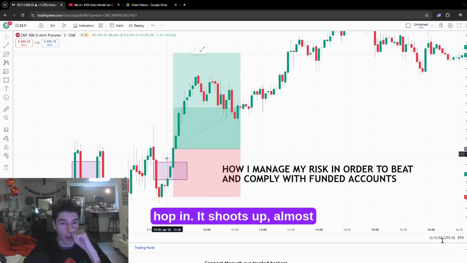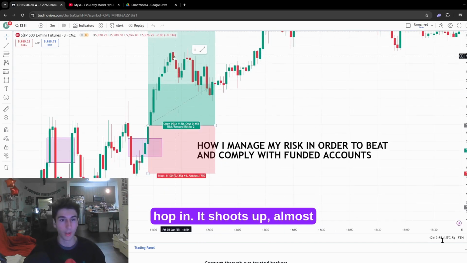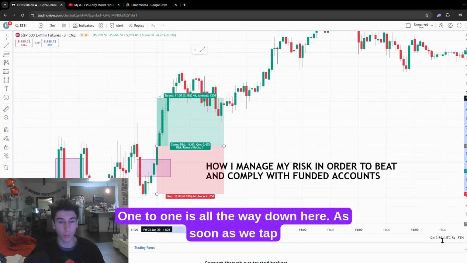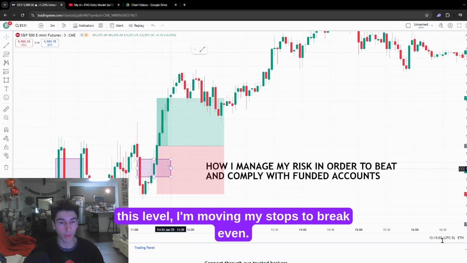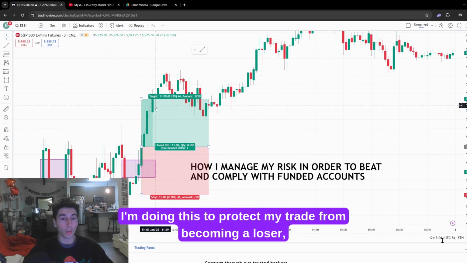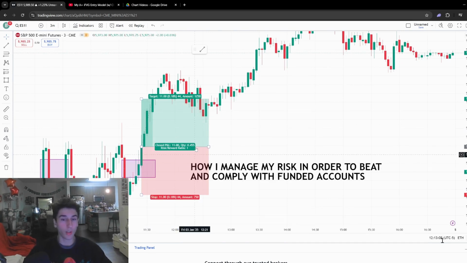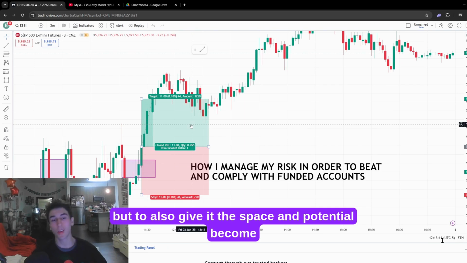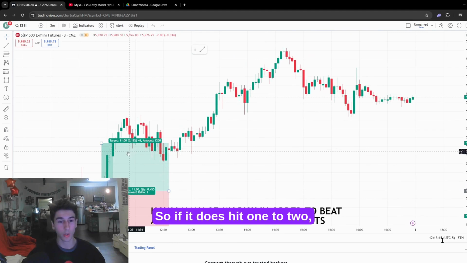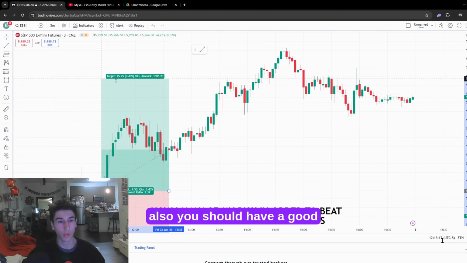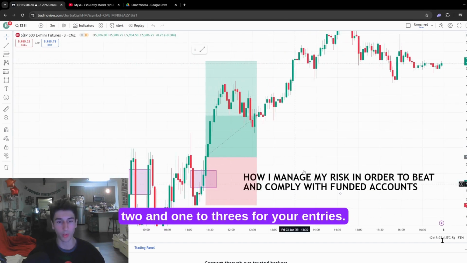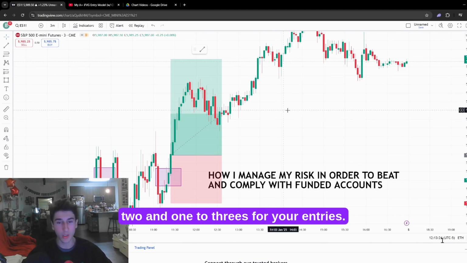So we inverse this, hop in. It shoots up, almost hits the 1 to 2. I'm not selling yet, but we passed the 1 to 1. 1 to 1 is all the way down here. As soon as we tap this level, I'm moving my stops to break even. I'm doing this to protect my trade from becoming a loser, but to also give it the space and potential to become a full-size winner. Okay? So if it does hit 1 to 2, also you should have a good bias on the day to be able to hit 1 to 2 and 1 to 3s for your entries.